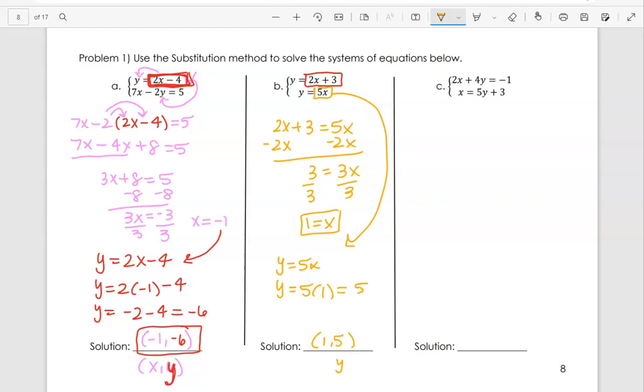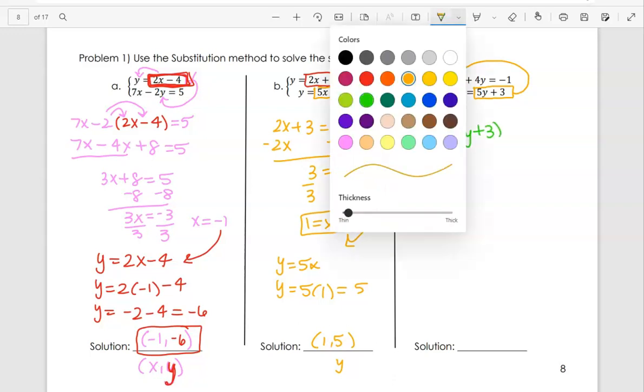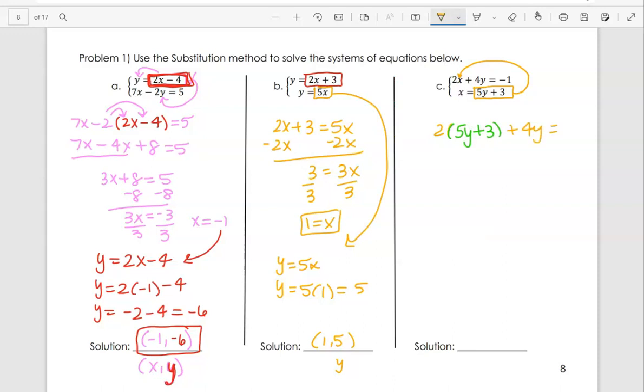Okay. And then problem C. We need to get one variable by itself. Notice this variable is already by itself. I know x equals 5y plus 3. So I'm going to take 5y plus 3 and substitute it in for x in the other equation. So I'm going to have 2 times, I now know x is 5y plus 3, plus 4y equals -1. See how in for this x, I substituted in 5y plus 3. The 4y is still there, the -1 is still there. One equation, one variable to solve for.